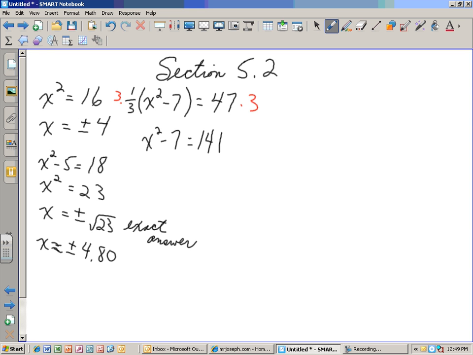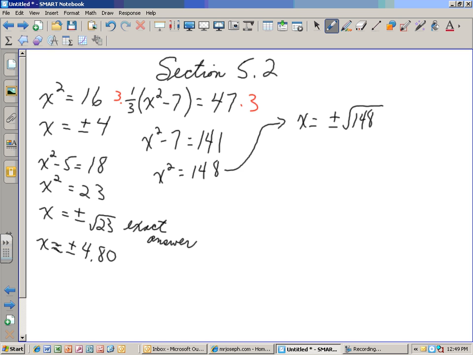Okay? Adding 7 to both sides. x squared equals 148. All right, and I'm going to take this up here a little bit. And so x would equal what? Plus or minus the square root of 148. All right, now let's stop there for a second. Plus or minus the square root of 148.